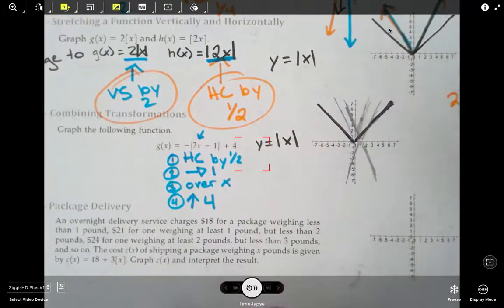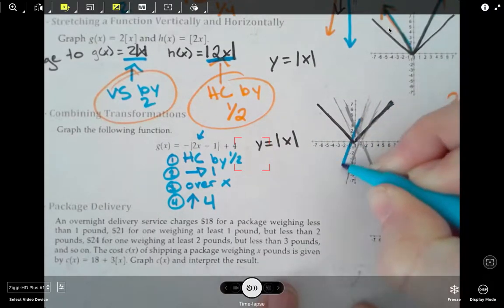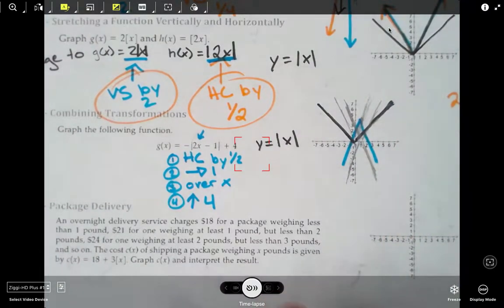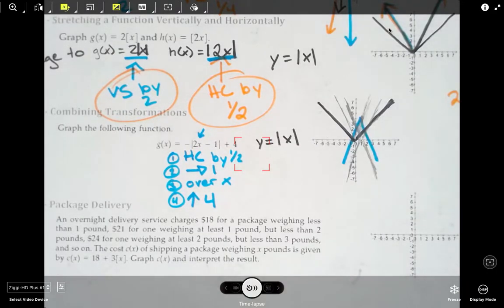So my ending guy is going to look something similar to that blue one. After you do all of that stuff, he's going to look something similar to that. He's going to be half as skinny as what he was before. Right 1, up 4, reflected is down. Okay? Does that make sense? Yeah, all that stuff. All right?